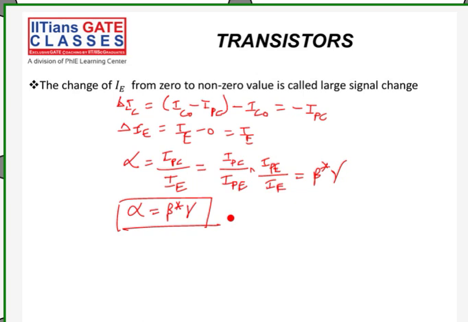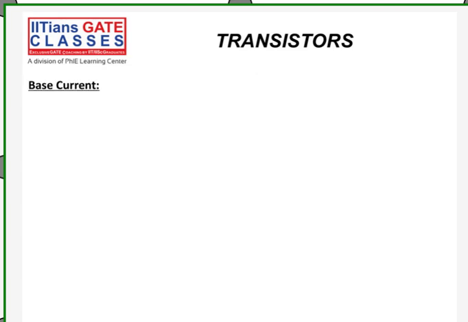Now we'll talk about something, base current. So what is base current? For base current, we will apply KCL at base. See, the diagram will be the same always. Whatever diagram I have given, that will be the same. So at the base only I will apply KCL.